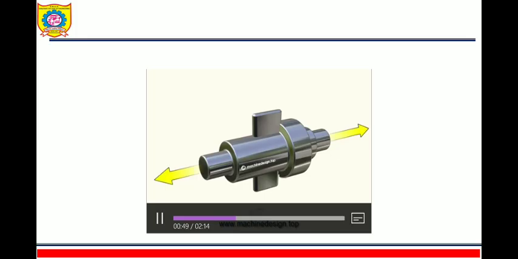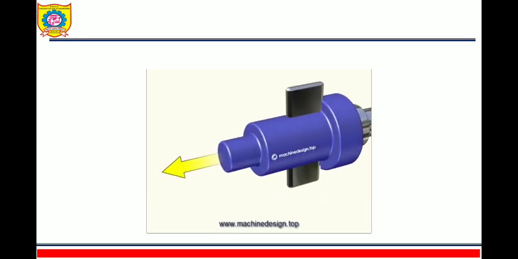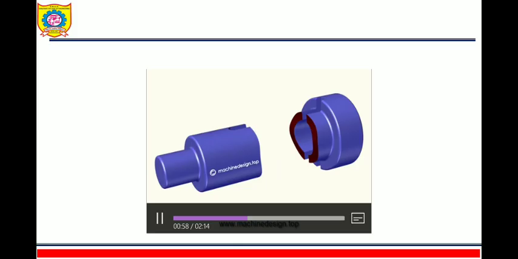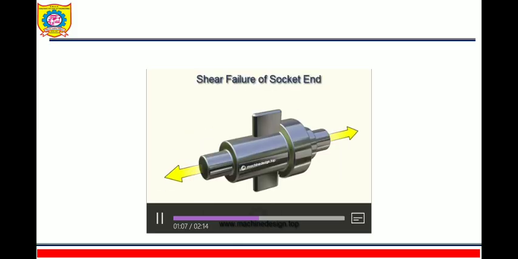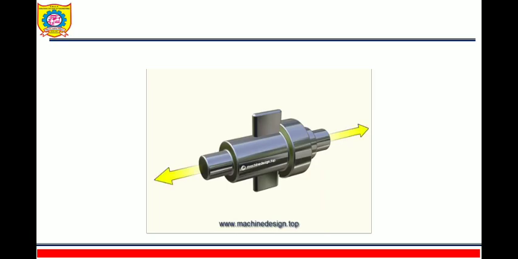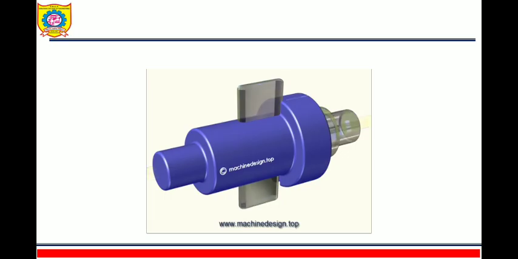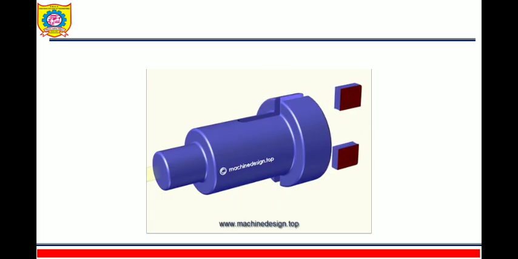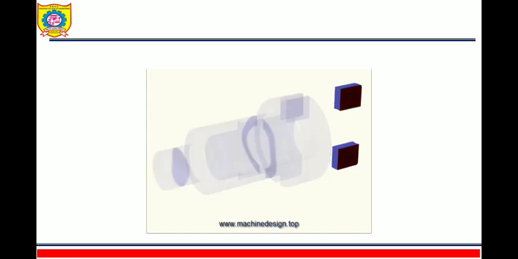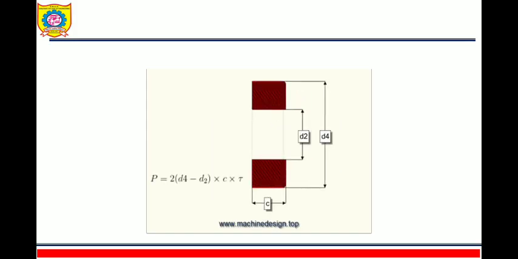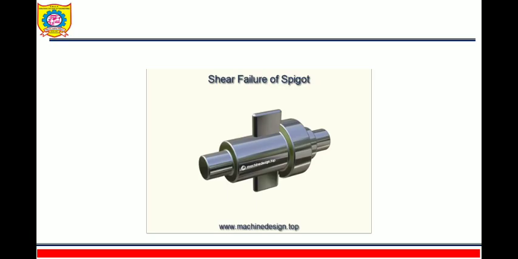Shear failure of the spigot end. Then shear failure of the socket end. We were at shear failure of the socket end. So where is the socket end? This will be the socket end. See the weakest cross section. At the weakest cross section there will be d4 minus d2 into d.